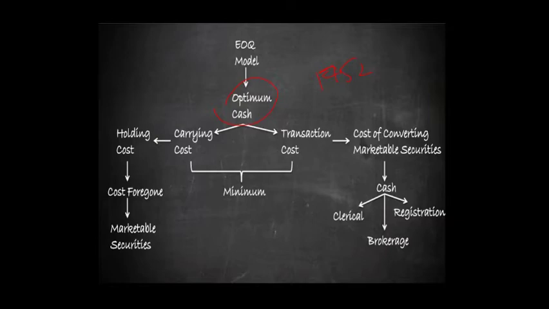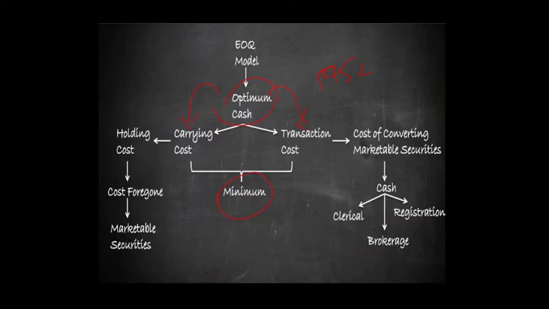So what is optimum cash? Optimum cash is the level of cash at which the carrying cost and transaction cost are minimum. So if I'm asking what is optimum cash, it is the level at which the carrying cost and the transaction cost are at minimum level.